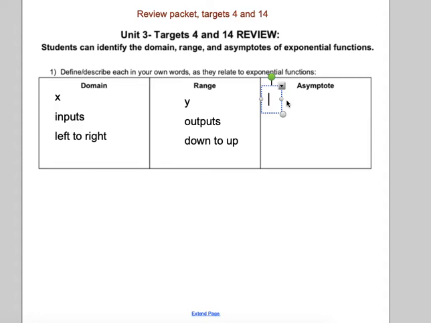The asymptote, I've been saying that's like the bottoming out of your graph, or if it's below the asymptote, it's like the topping off point of your graph. And it's a horizontal line. It's an imaginary horizontal line that your graph approaches but doesn't cross. Bottoming out or topping off line. Yeah, that'll work.